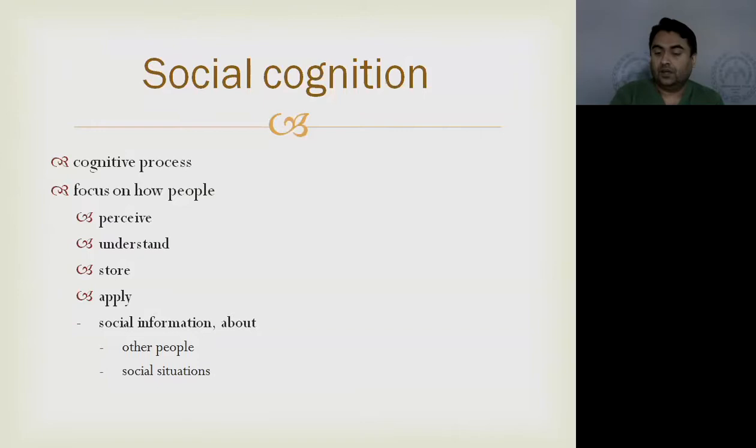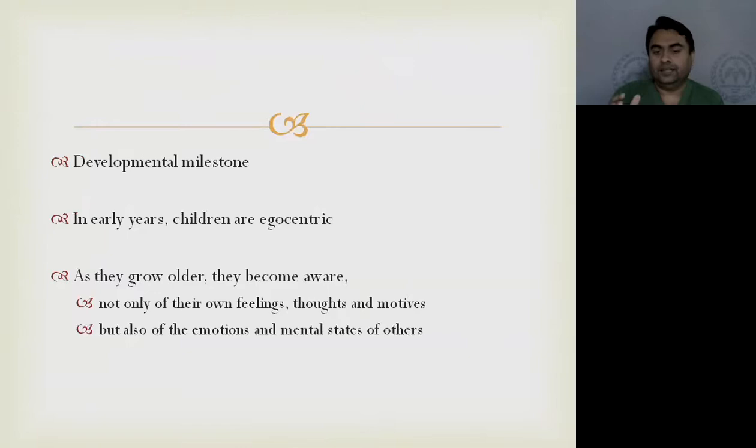It's a developmental milestone right from childhood. In the early years, children are egocentric. They know about themselves. They do things with respect to themselves. But as they grow older, they become aware not only of their own feelings, thoughts, or motives, but also of the emotions and mental states of others.